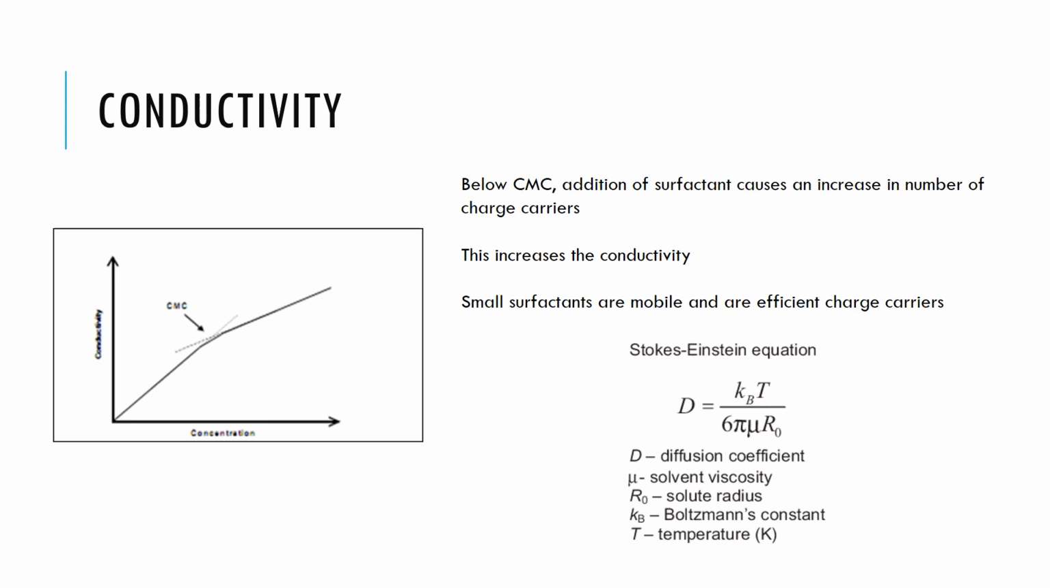And that's because after the critical micelle concentration, when these surfactants aggregate into micellar structures, they're much larger. We've now got very big micelles in solution, and they're not as efficient at carrying charge. They diffuse much more slowly through solution, and therefore the conductivity appears lower. So it's that break in gradient that you see that we assign as the critical micelle concentration. And this is the experiment that you're going to be doing in the laboratory in a couple of weeks' time.